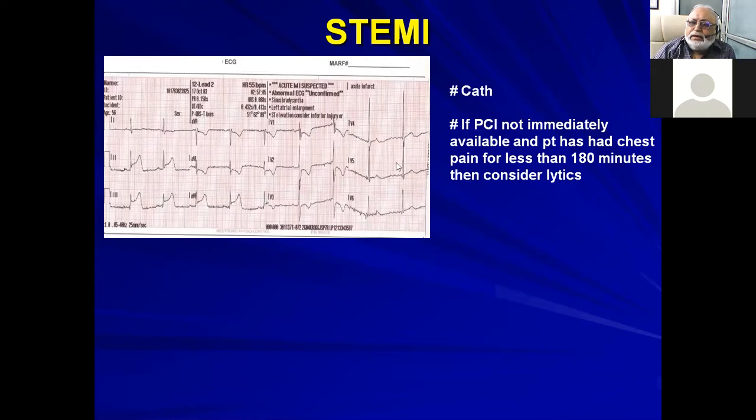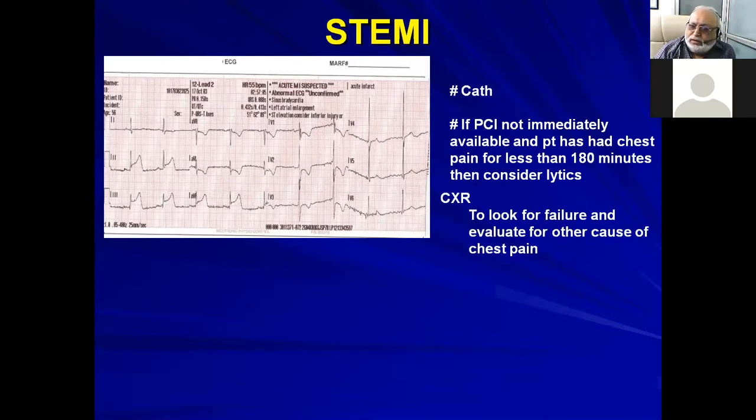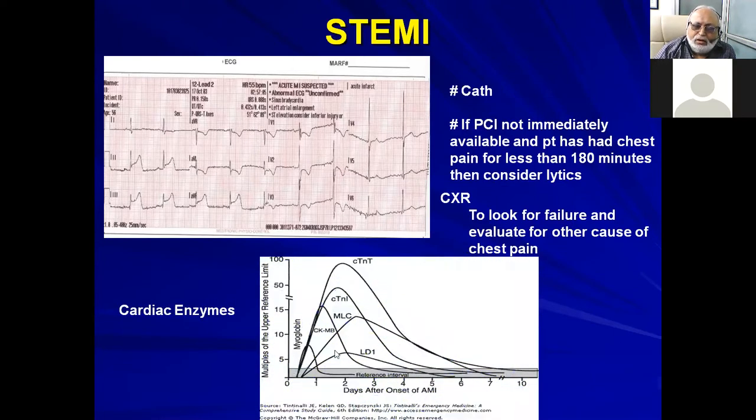Now ideally, if the facilities are available, this patient should go to the cath lab for a primary PCI. But if a primary PCI is not available and the patient has had chest pain for less than 180 minutes, then consider giving thrombolytic therapy. Earlier we used to give streptokinase, but now you can give even reteplase. Now, get a chest X-ray done to look for failure and evaluate for other causes of chest pain. Cardiac enzymes may at times help you when the classical changes of ECG are not seen, and it is the cardiac troponin T which rises very fast, and you can do a troponin T and you will find out.